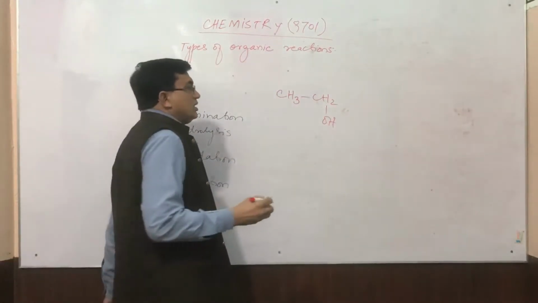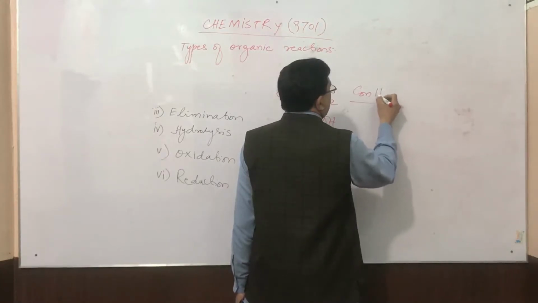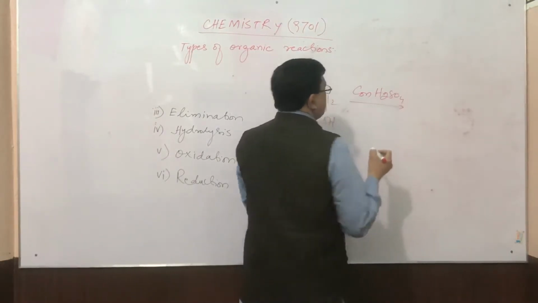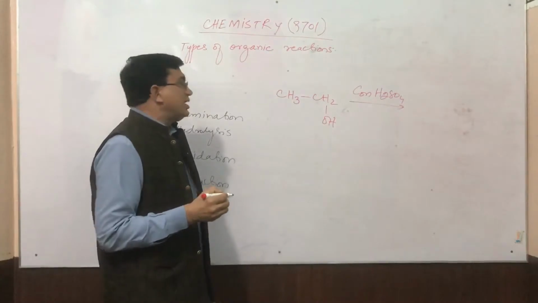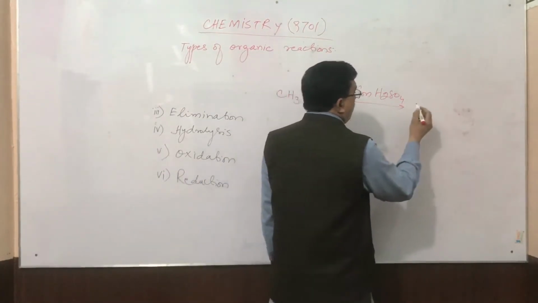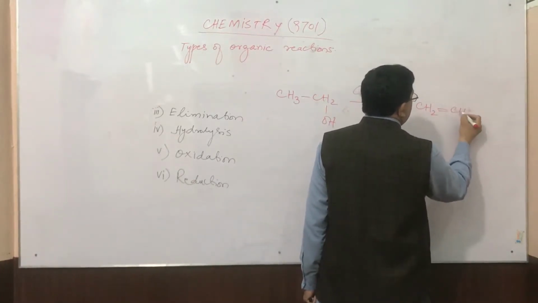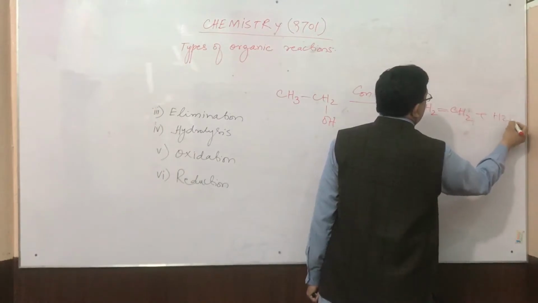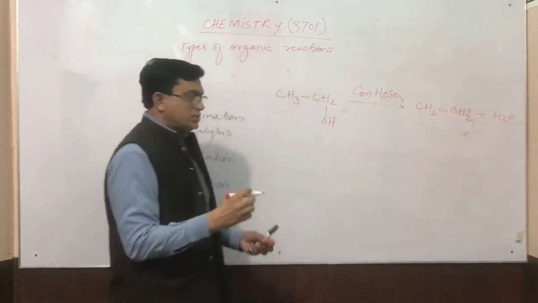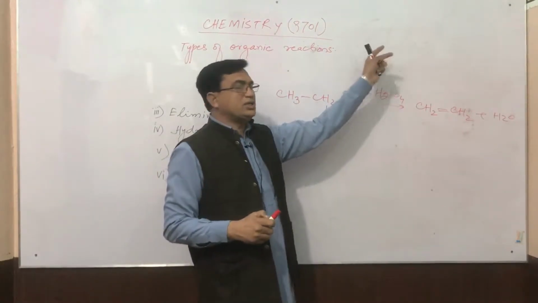If we pass this ethanol through concentrated sulfuric acid, this is a strong dehydrating agent. Automatically, this will absorb water from this, producing ethene gas. The water molecule will be absorbed by the concentrated acid. This is called an elimination reaction.